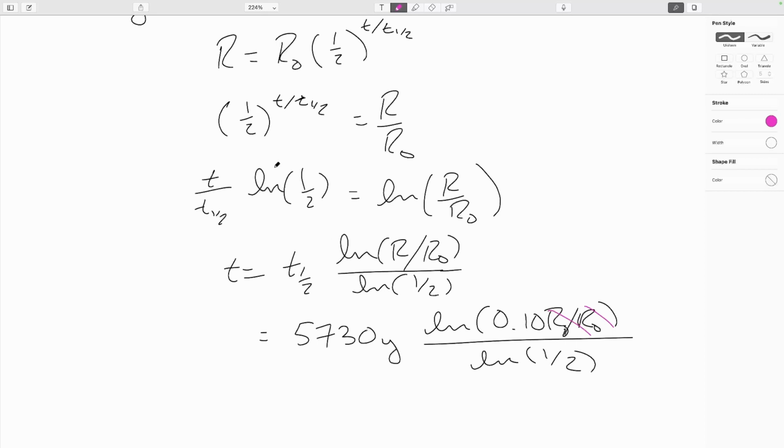So remember, every half-life you drop by 1/2. One half-life would be 1/2, 2 half-lives would be 1/4, 3 half-lives would be 1/8, which is 0.125. So we're expecting the answer to be a little more than 3 half-lives, so something bigger than 18,000 years. And sure enough, when you crank this through, it's 22,400 years.